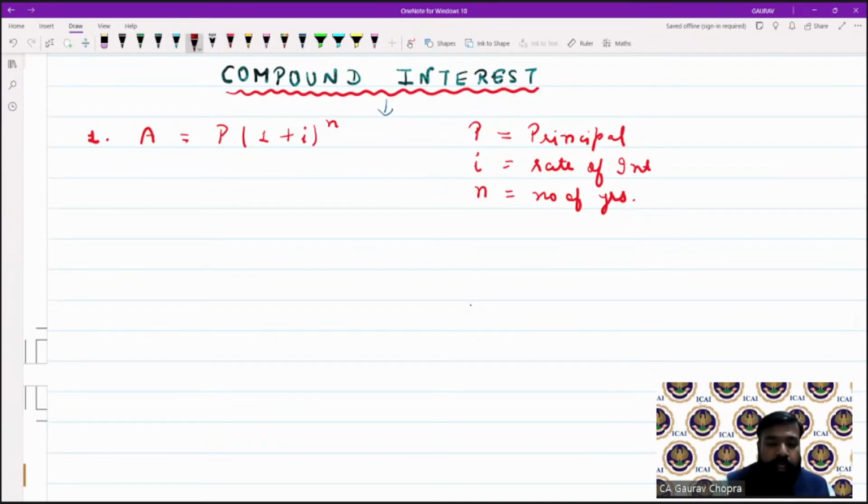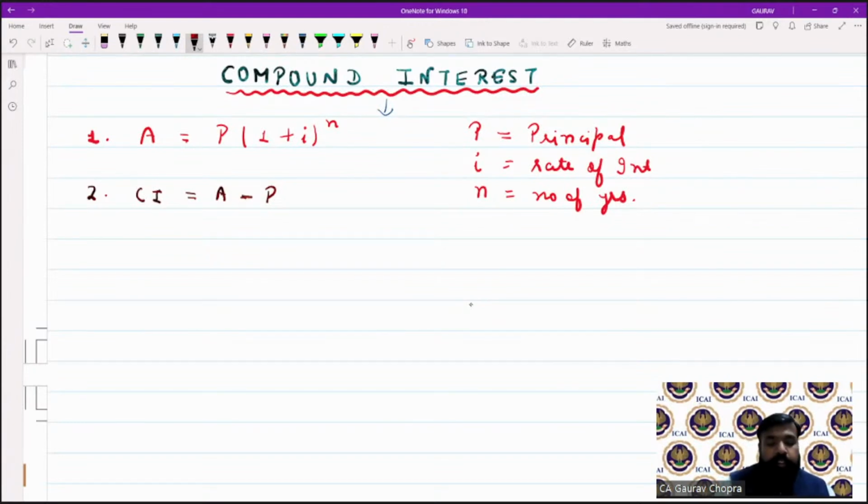The second formula is to calculate compound interest. How to calculate compound interest? It is simply amount minus principal. When we subtract principal from amount, we get interest, that is the compound interest.